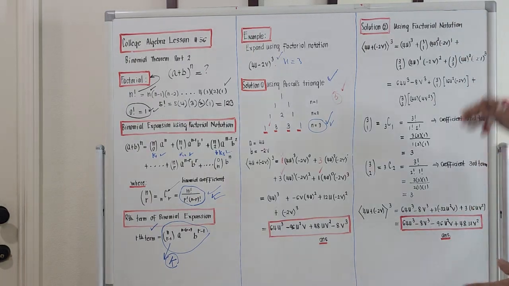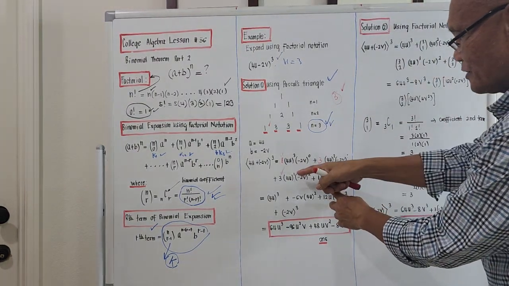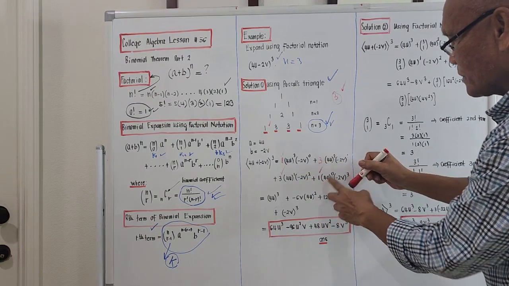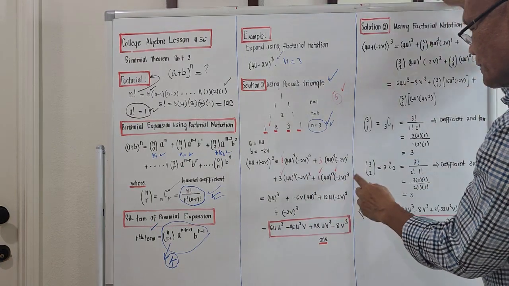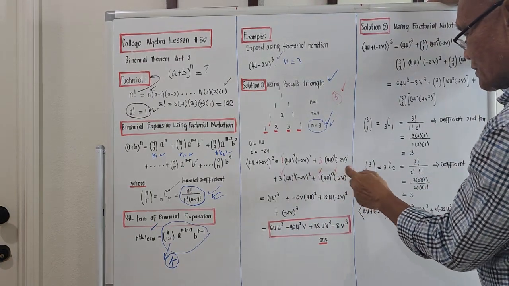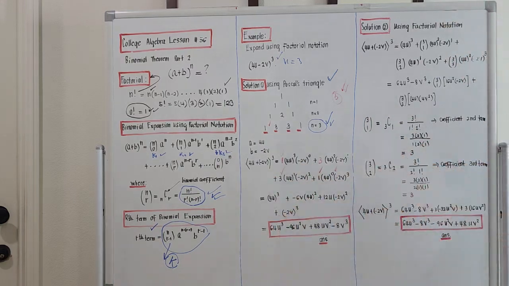And the first term should be 4u. This is 1. 1 minus 1 will now be 0. So this is 0. And the exponent of the second term should be 3, because 0 plus 3 will still be 3. So we are correct. Then try to simplify.